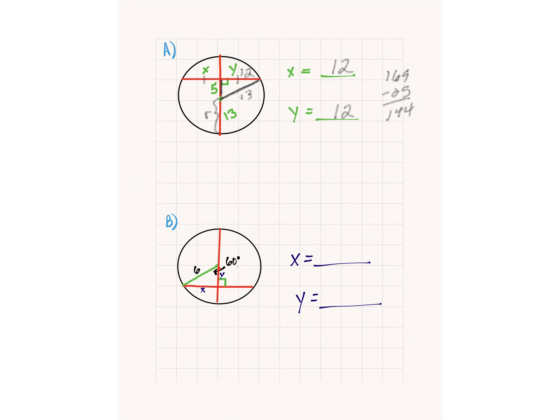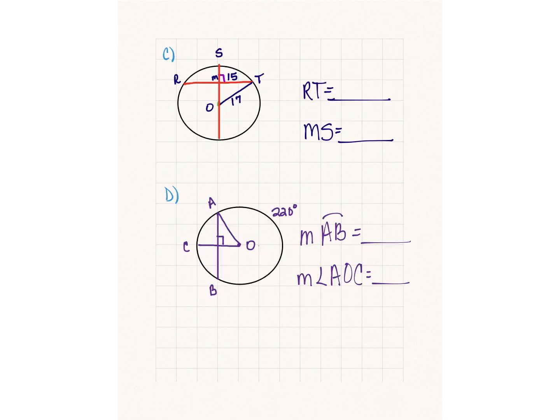Now turn it off again and try B. For B, it's telling me I've got a 60-degree angle here and a radius of 6, so I need to find x and y. I'm just going to use 30-60-90 relations. My short side, y, is going to be 3, and the long side of this triangle is going to be 3 radical 3. Make sense? Let's try some more.